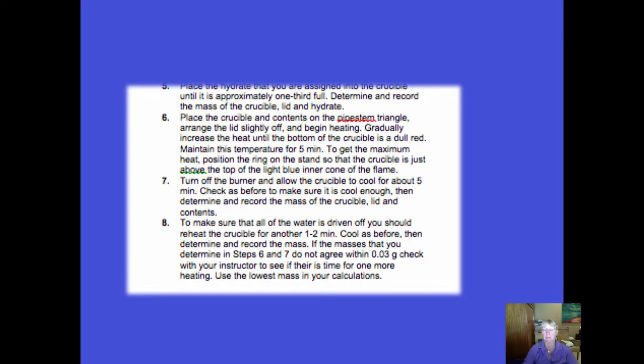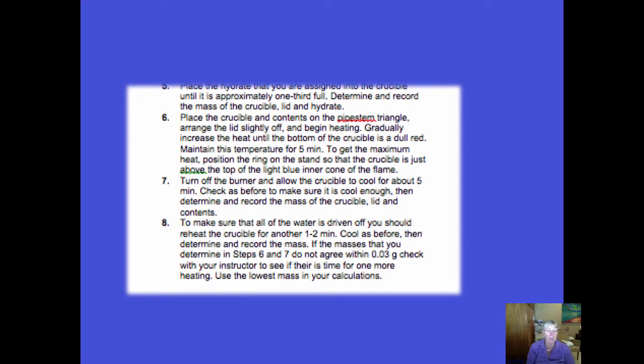Please now make a specific change on your lab. Cross off 1/3 full on step 5 and change that to 1/4 full. And of course, as you go to get your hydrate, don't touch it with your fingers, use your spatula. Please note on step 6 that your flame has to be blue. It has to be very blue because you can't use a yellow flame. It won't be hot enough to drive off the water on your hydrate.